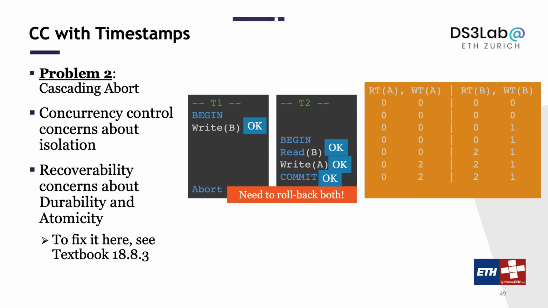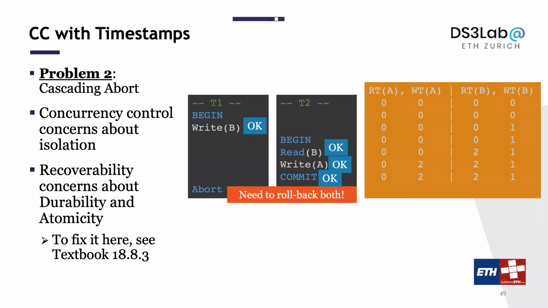Why? Because T2 has been using the value of B written by T1. But I want to roll back T1. T1 never happened, so I need to roll back T2 too. But T2 has already been committed. What can I do? If I want to enforce durability, there's nothing I can do. I failed. That's the problem of cascading abort if you want to do concurrency control with timestamps.